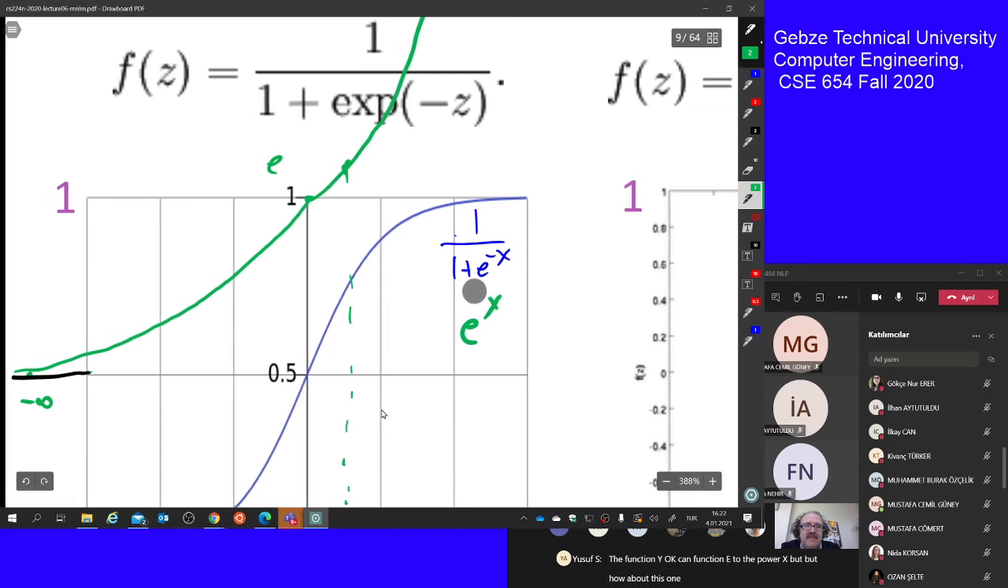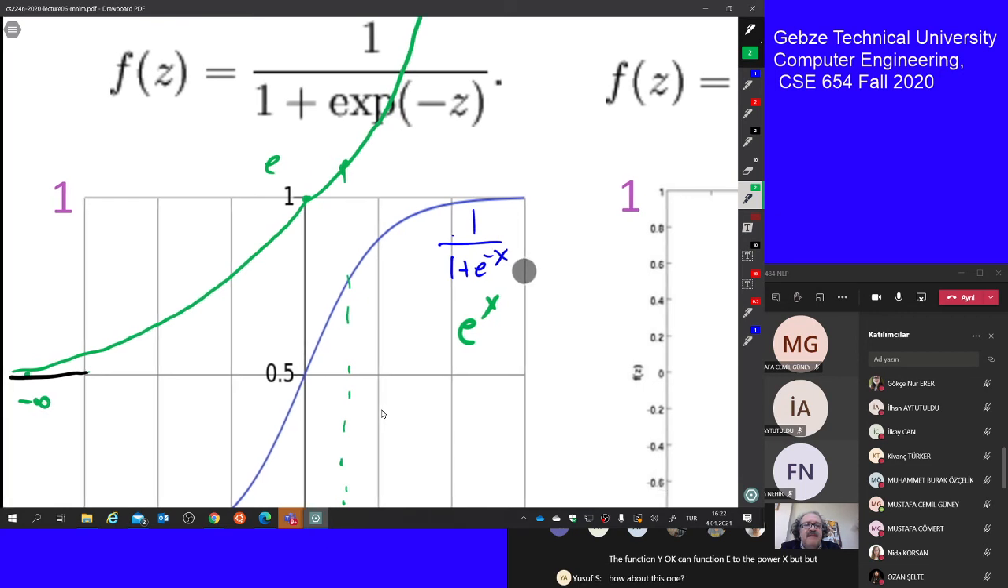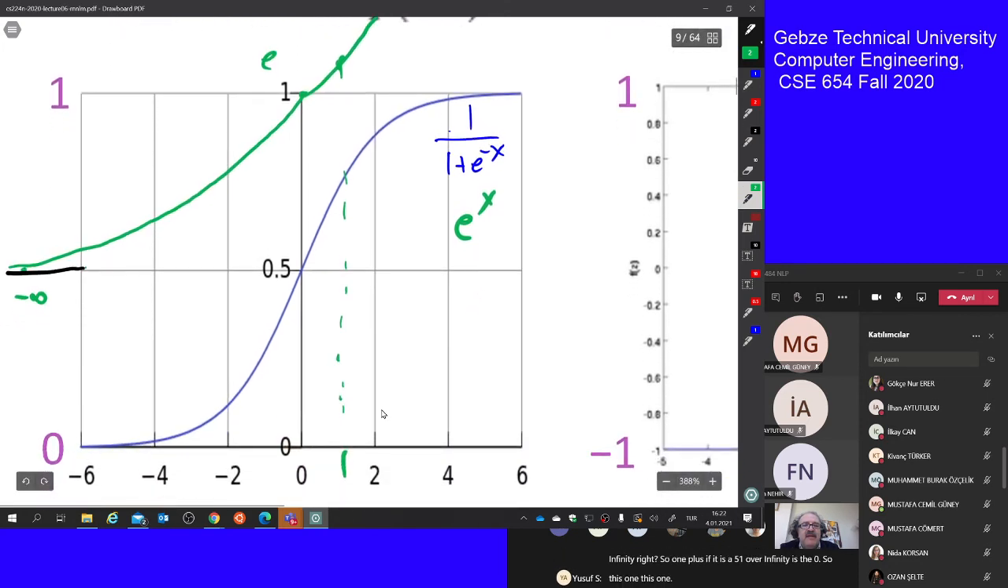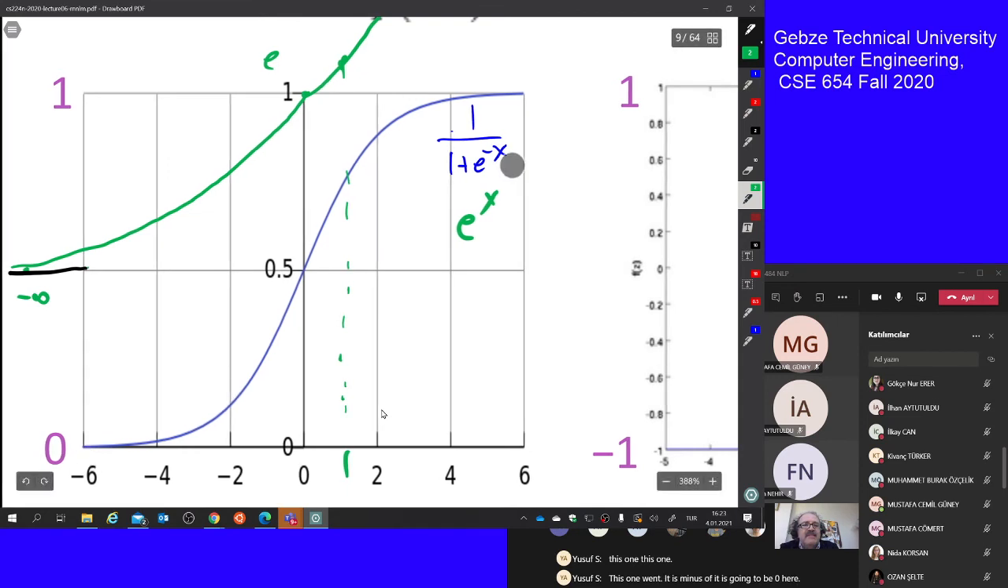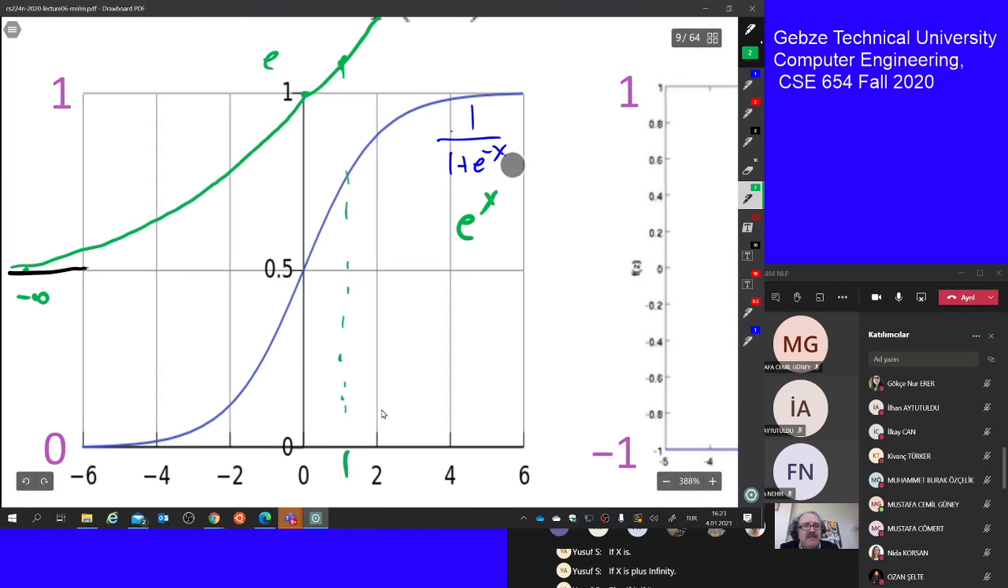This one says, okay, calculate this. When x is minus infinity, minus x is plus infinity. What is e to the power infinity? It is infinity, right? So 1 plus infinity is infinity. 1 over infinity is 0. So this one, when it is minus infinity, is going to be 0 here. If x is plus infinity, that will make minus infinity here.